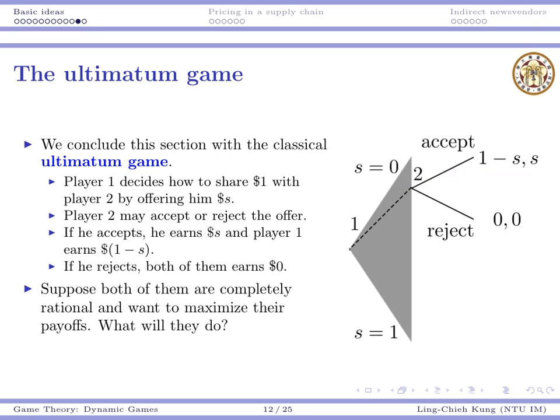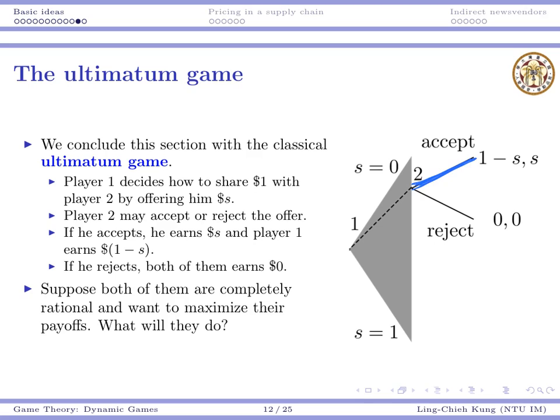So again, we need to do backward induction. Player 2, given an offer S, what will player 2 do? Player 2 thinks about it. If S is positive, then S is greater than 0. So in that case, S should be accepted, right? Even if S is just 0.01, it's better than nothing. So player 2 should accept any offer that is greater than 0. That's player 2's best strategy, right?